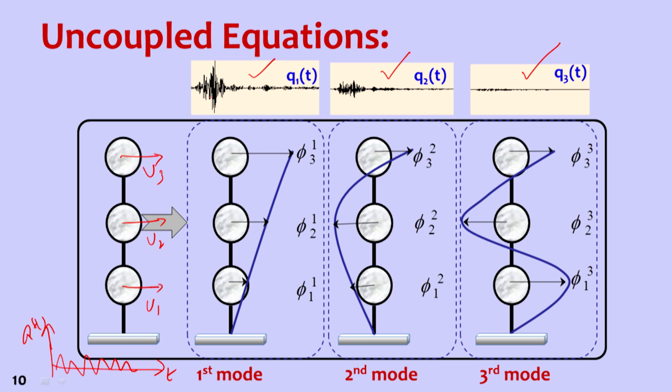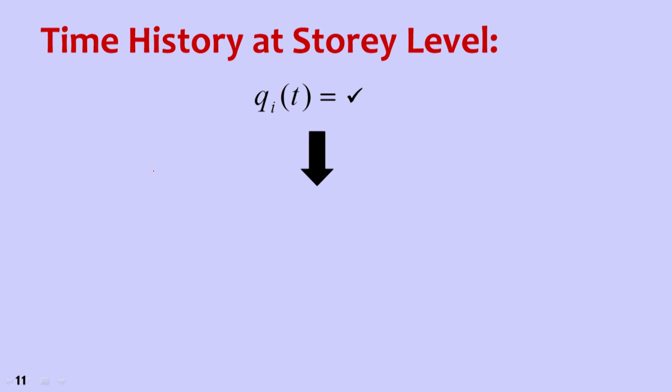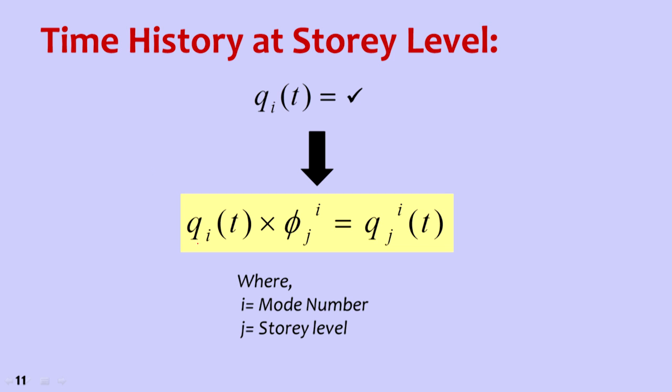Now we want to find U1, U2, U3. How do we get them? For U3, Q1 multiplied by phi 3 of the first mode, plus Q2 multiplied by phi 3 of the second mode, plus Q3 multiplied by phi 3 of the third mode. If we add all 3, we get U3. That is the final solution. So, it is something like that: Qi phi ij.